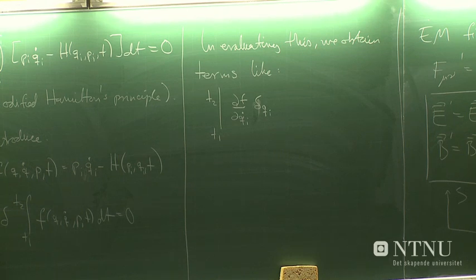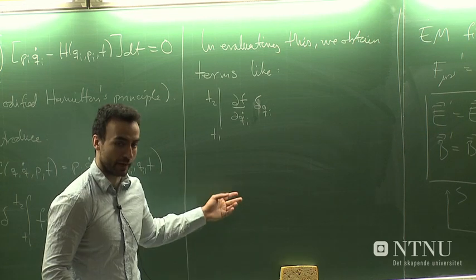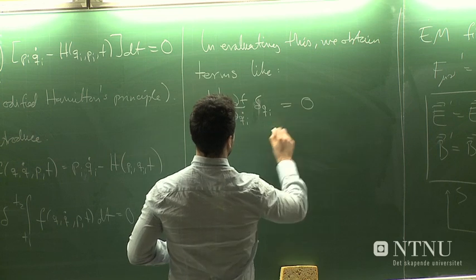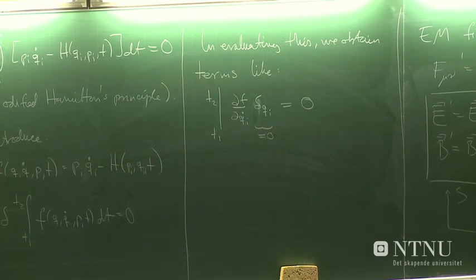Now, a property that we made use of was that the variation of the generalized coordinates at the end points of the trajectory should be zero. The end points should be fixed. And then we will consider every possible variation of the path between the two endpoints. So for this reason, the boundary term which looks like that is zero.